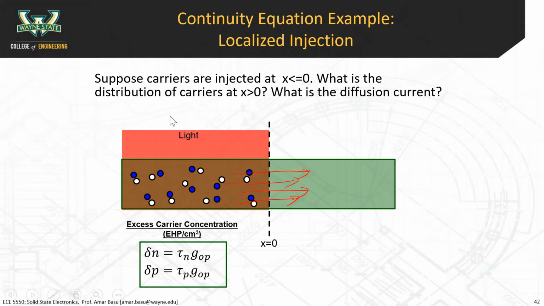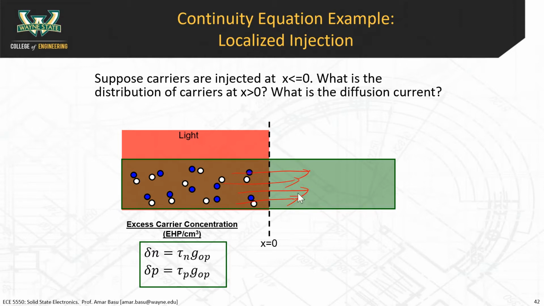So on the left side, we're generating these excess carriers, and on the right side, those excess carriers don't exist. So at the interface between the two, if we want to be very specific about it, we can say that there's diffusion happening. Way out here, there may not be any diffusion, but close to the interface, there's going to be diffusion, because there's a concentration gradient here.